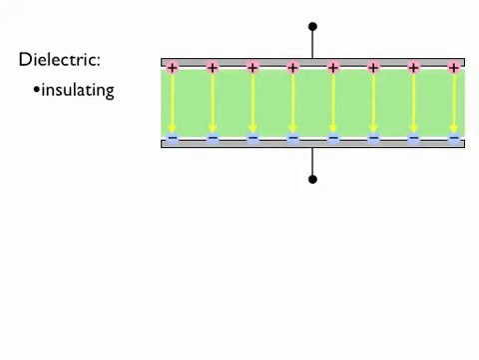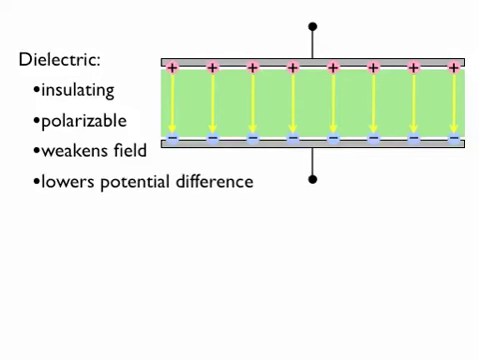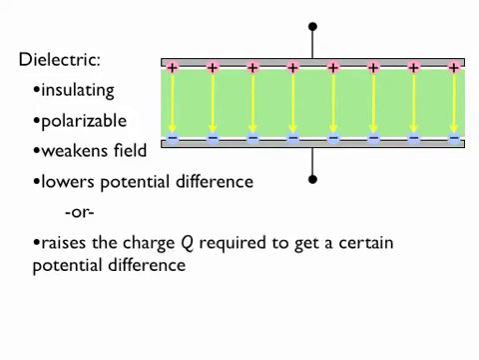Dielectrics are polarizable insulators that have the effect of weakening the E field. That means in a capacitor, they lower the potential difference, or alternatively, they raise the charge necessary to get that original potential difference. And this has the effect of raising the capacitance. That's the concept: dielectrics raise capacitance. That's it for the conceptual part, and the math is really, really simple. If you get that dielectrics are polarizable insulators that weaken the field, which lowers the potential difference and raises the necessary charge and the capacitance, then you can do the math.